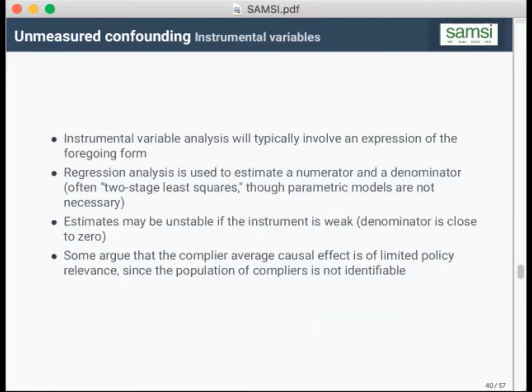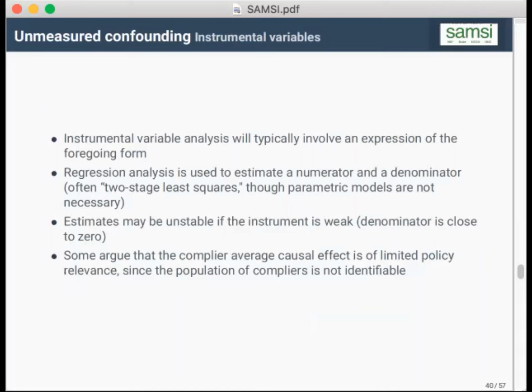There are two challenges for instrumental variable methods. The first is if the instrument is weak, that is, if the relationship between Z and T is not very strong. In this case, the denominator of the IV estimand on the previous slide will be close to 0, and that can result in unstable estimates.